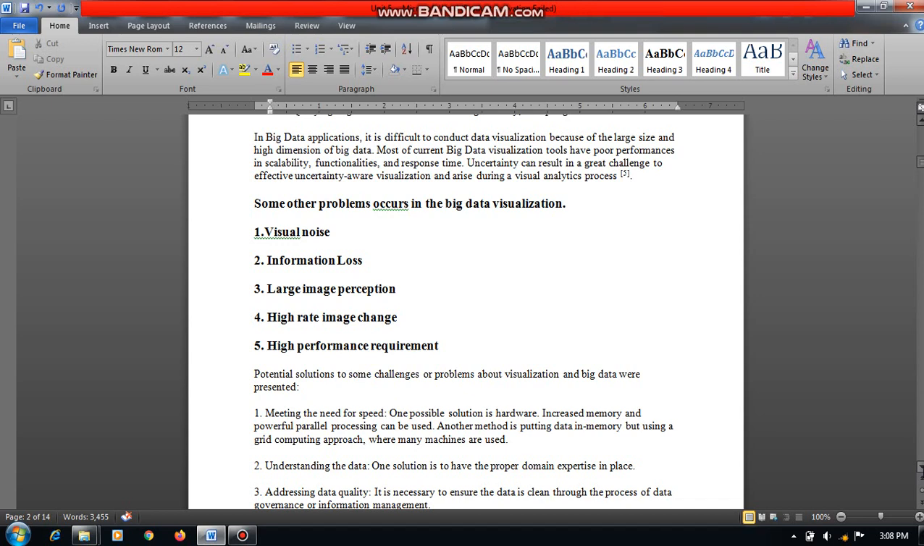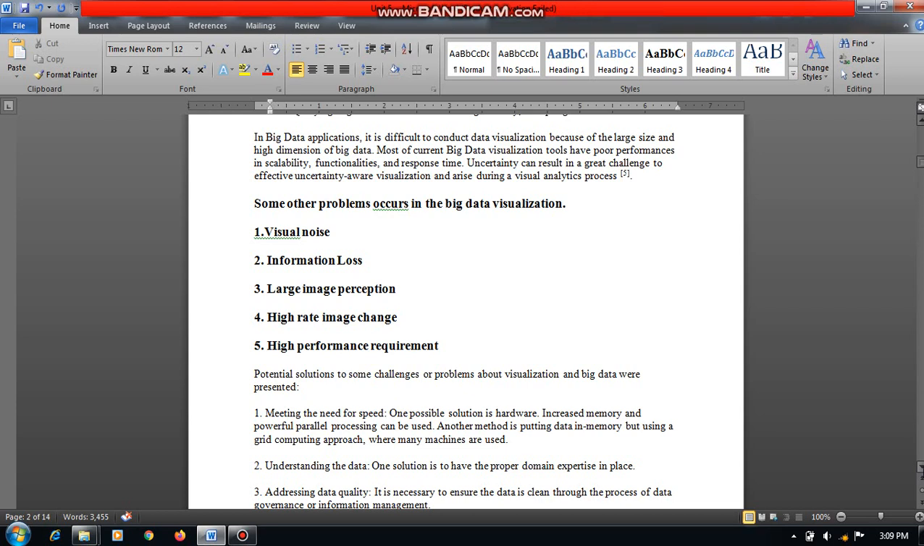Next one is understanding the data, taking the help of a proper domain expert to understand it correctly. So sometimes when we visualize the data, for proper or exact visualizations we can take the help of people who are experts in that particular domain. Next one is addressing the data quality, assuring the data quality by using data governance or the information management process. Because there is not any benchmark available regarding the quality.